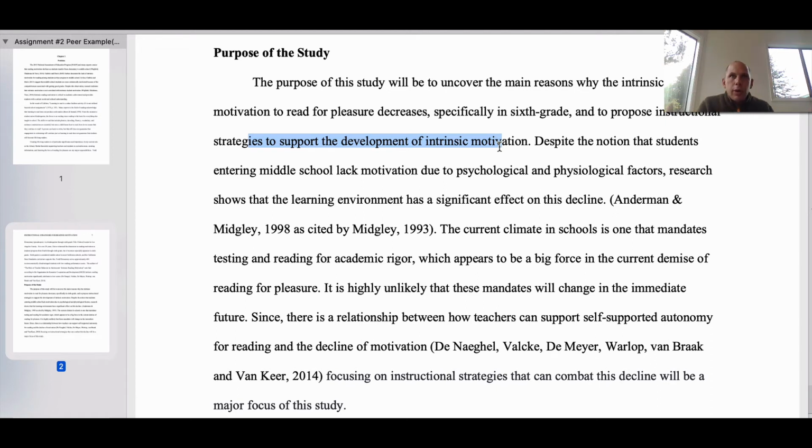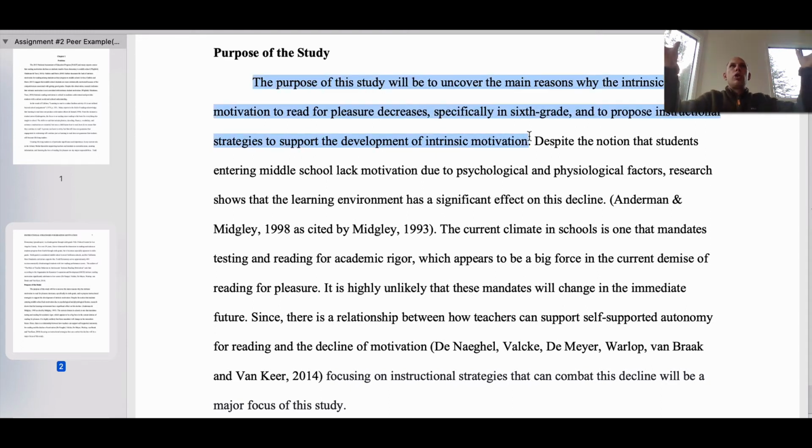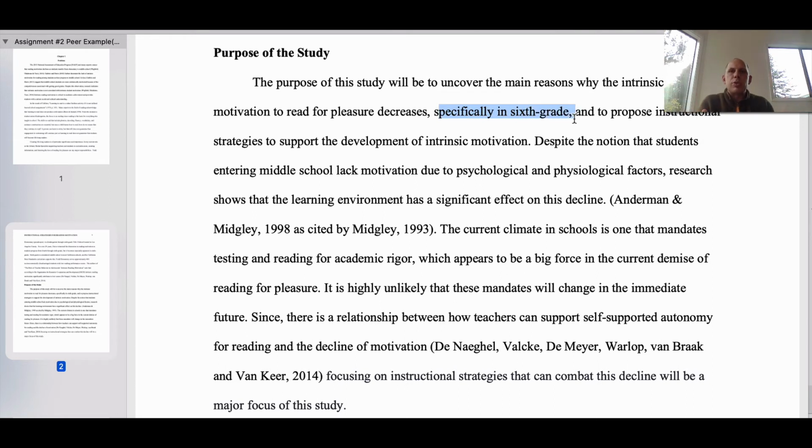So really, the funnel for the literature review is nothing more than moving the literature review through your purpose. The purpose of this study will be to uncover the main reasons why the intrinsic motivation stops. The first thing this writer will talk about is intrinsic motivation, the research on that. Next, intrinsic motivation for reading for pleasure. Next, research on intrinsic motivation for reading for pleasure in elementary school students. Next, instructional strategies that have been used to address lack of intrinsic motivation for reading. And the final thing would be synthesizing these to then propose some sort of solution. Remember, you are not doing the intervention, you are leveraging the research.